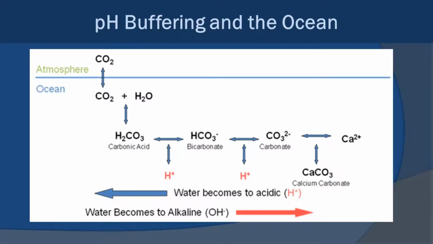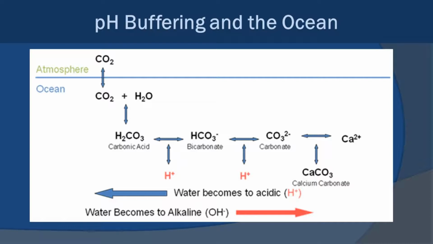Now we're going to look at the entire process as a whole. First, you have carbon dioxide in the atmosphere. That carbon dioxide as a gas will diffuse into the ocean, and it will combine with water molecules to create something called carbonic acid. This is actually a weak acid found in carbonated drinks.